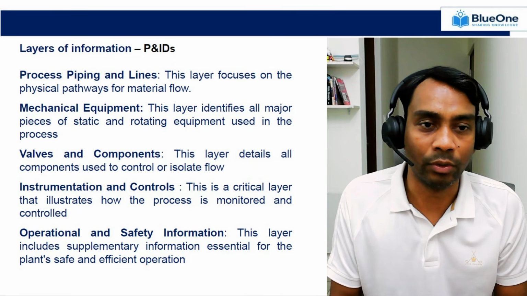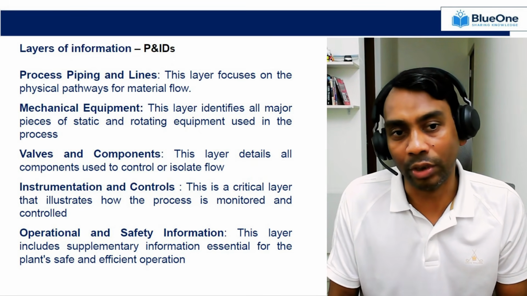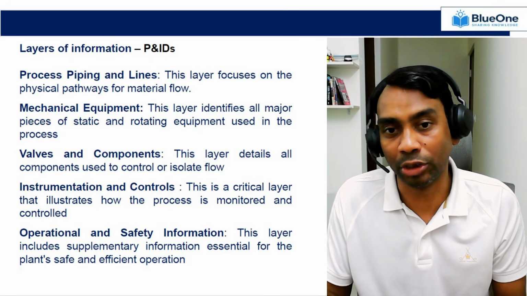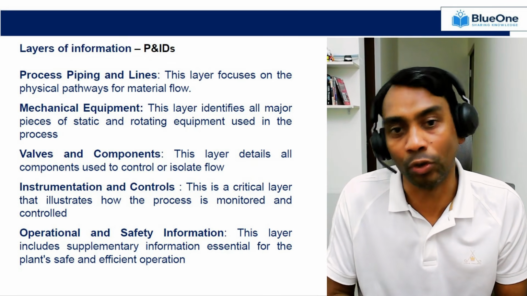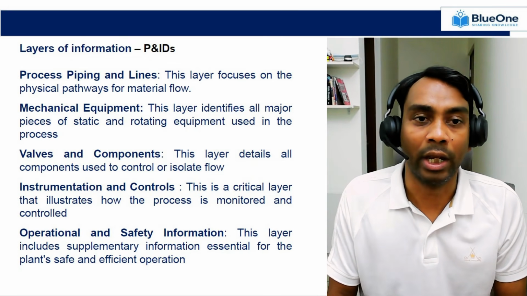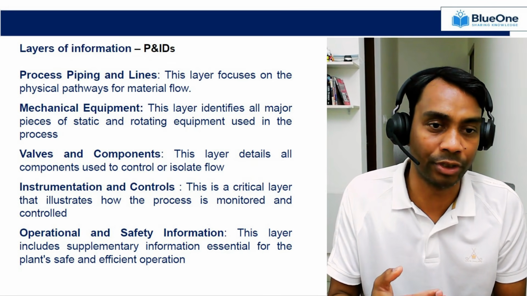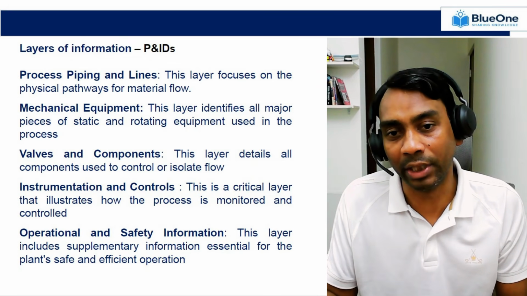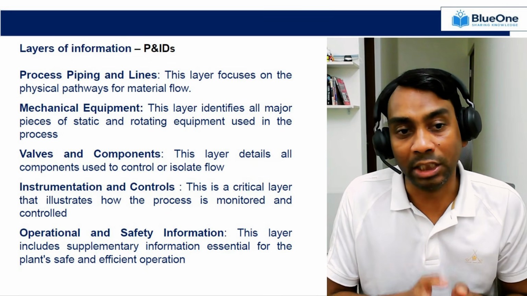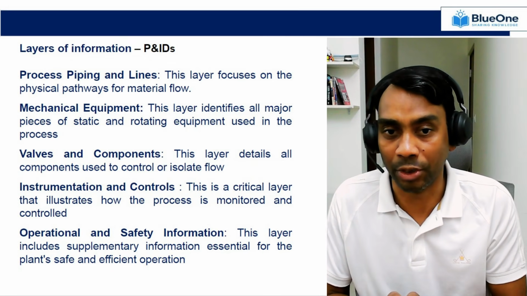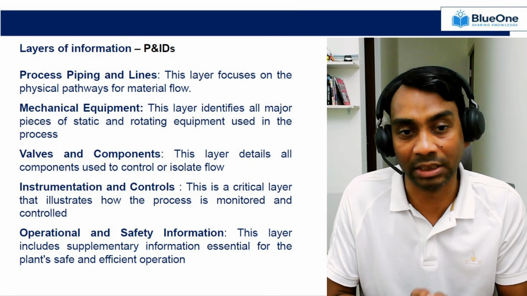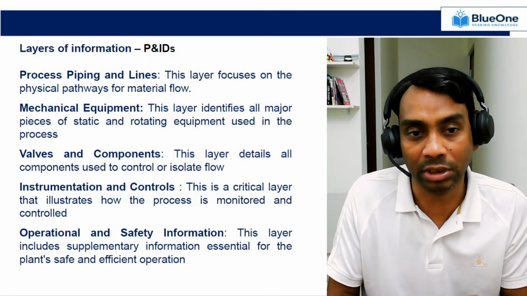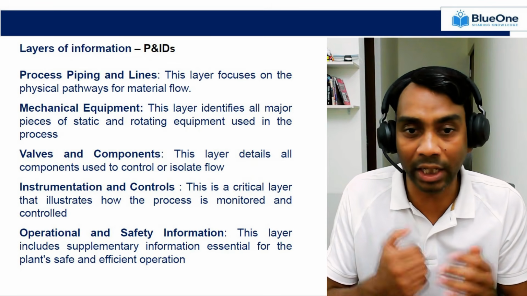Further, if we deep dive, we'll have layer 4, which is instrumentation and control. This is a critical layer that illustrates how the process is monitored and controlled throughout the process life cycle. And the fifth layer is very important: operational and safety information. On the right side or maybe on top of the P&ID, this layer includes supplementary information, which is essential for plant safety as well as efficient operation. It may be in the form of notes or guidelines.